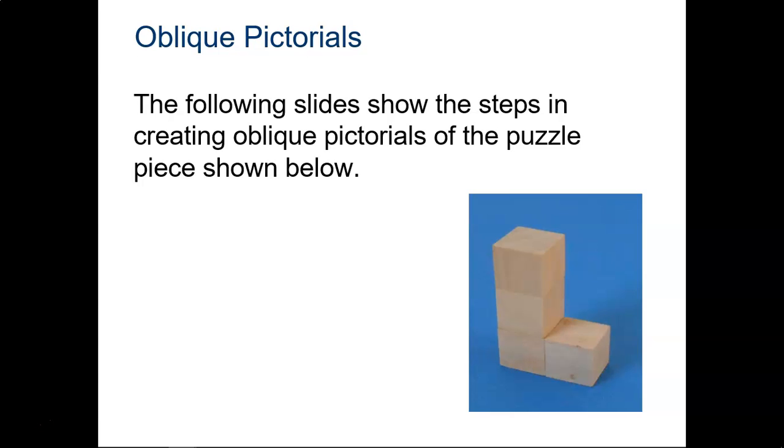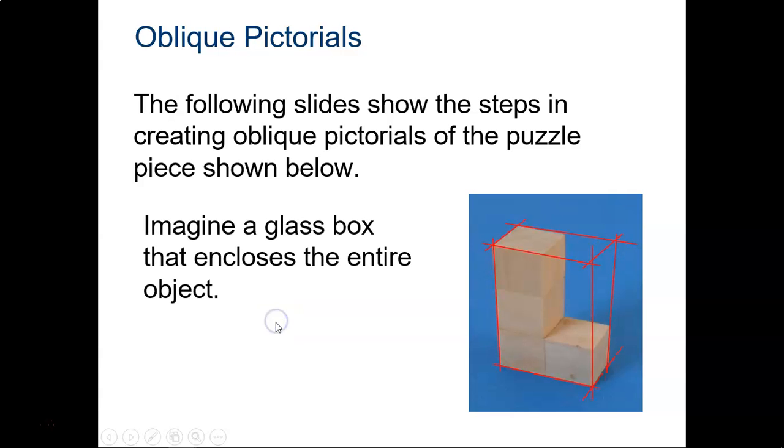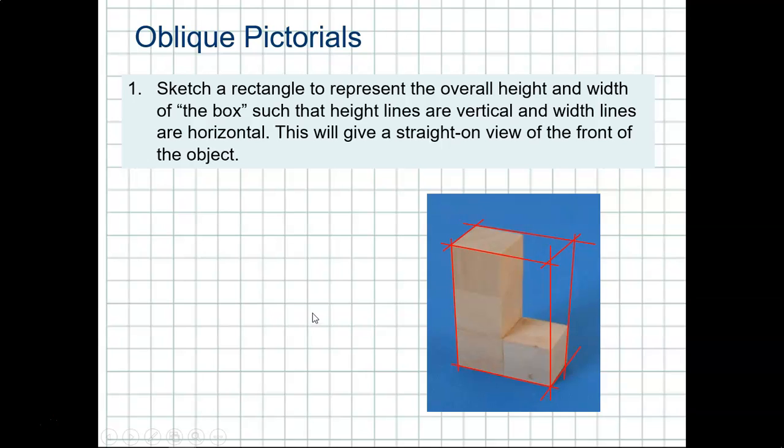So how do we draw oblique pictorials? Well, PLTW teaches it using the box method. Like with the isometrics, I'm not a huge fan of the box method, but if it works for you, then it works for you. So you can imagine a glass box around the entire object. So let's show you the pictorial method, right? So you create your glass box.